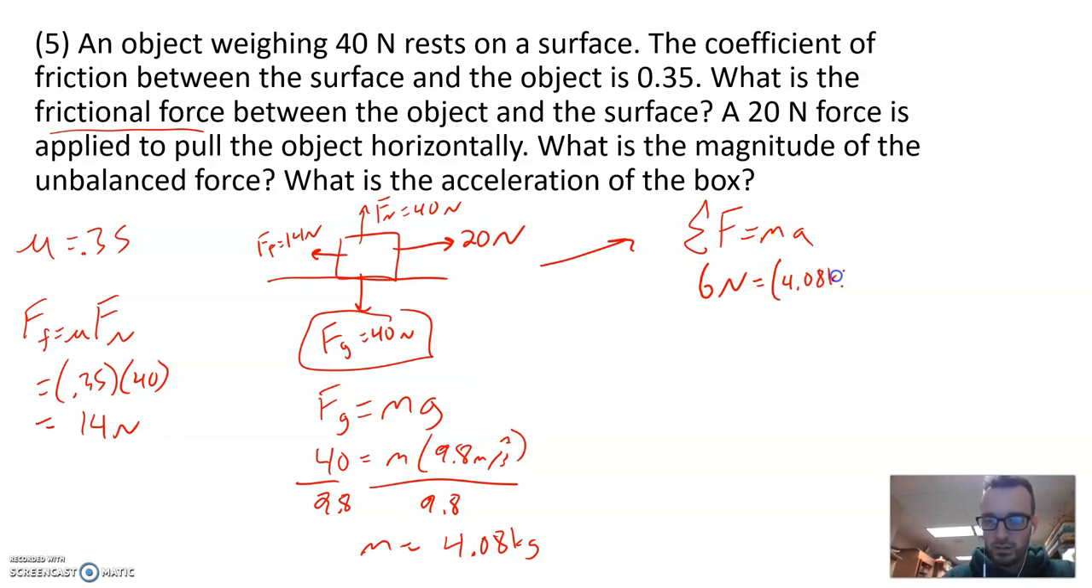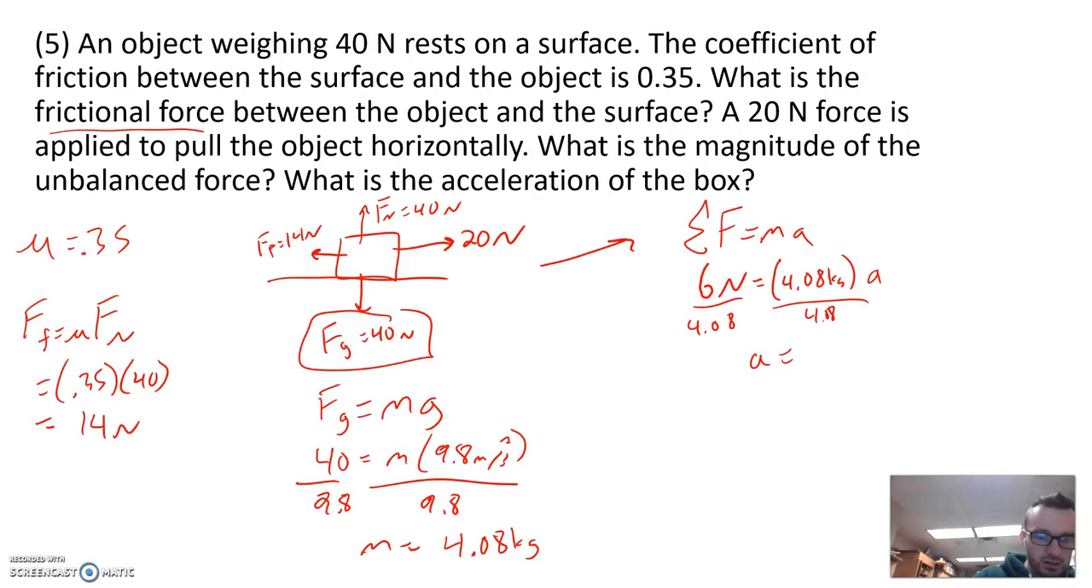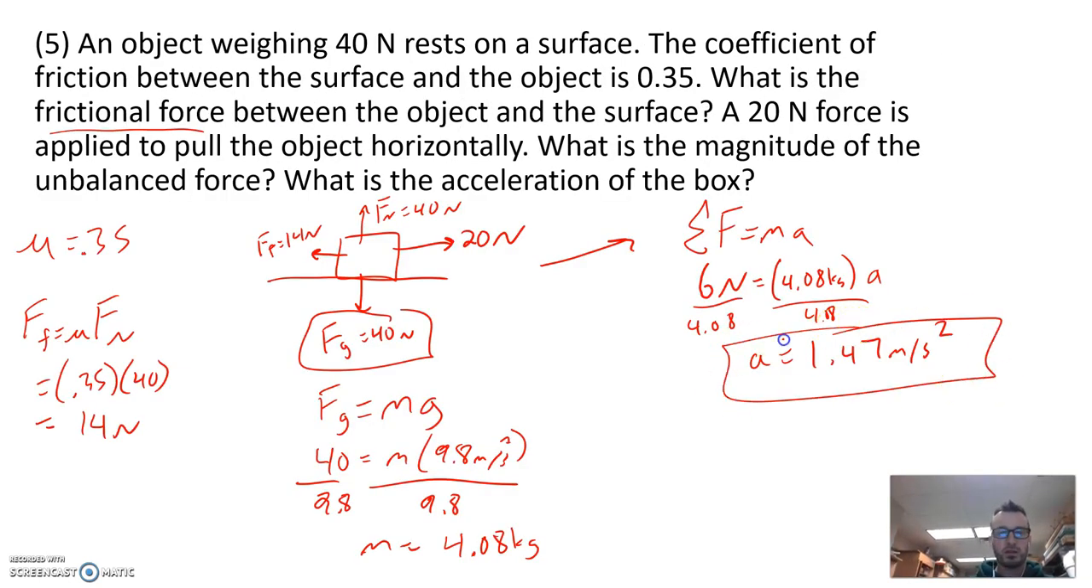Nice. That was a little detour we had to take, but now we can go up here: 4.08 kilograms times our A. What was our A? I don't know yet, got to find it. Divide by 4.08, divide by 4.08, and A is going to be 6 over 4.08, which is 1.47 meters per second squared. Nice. Sorry, my PowerPoint really likes to skip ahead on me.